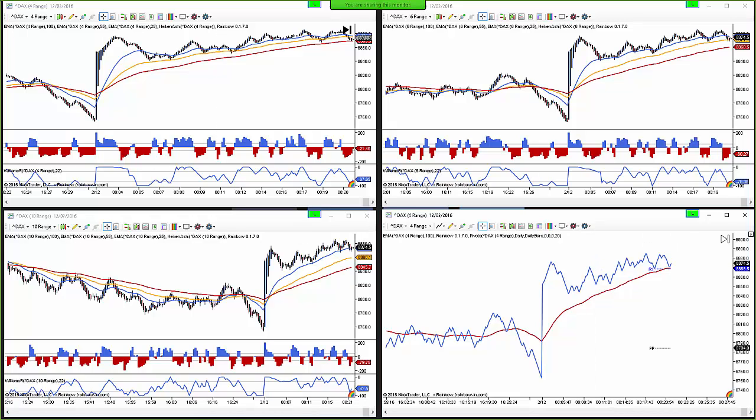So here we could be on for a little bit of a short. I usually place my stops the other side of the range. You've got quite large stops with these here.